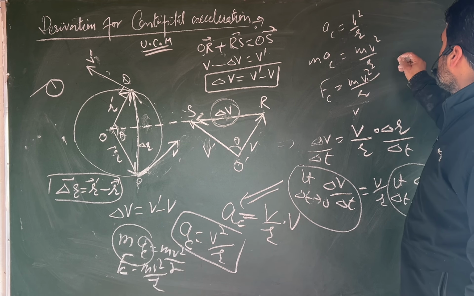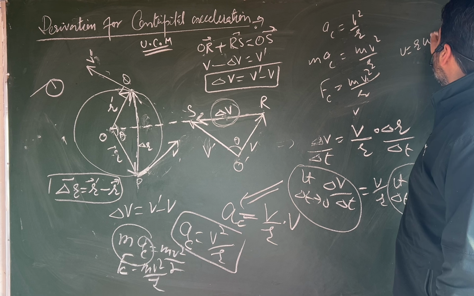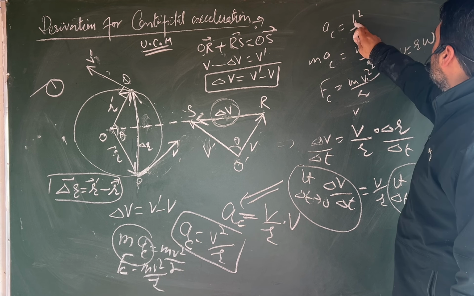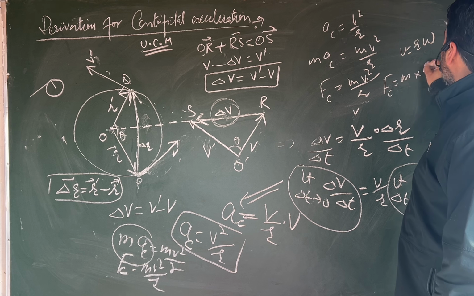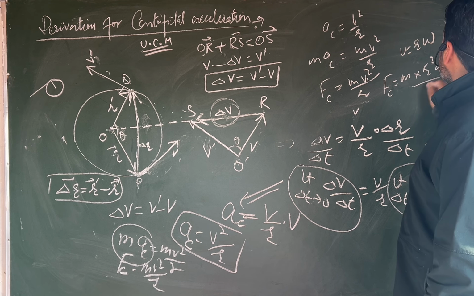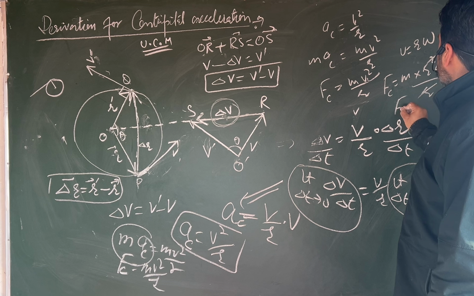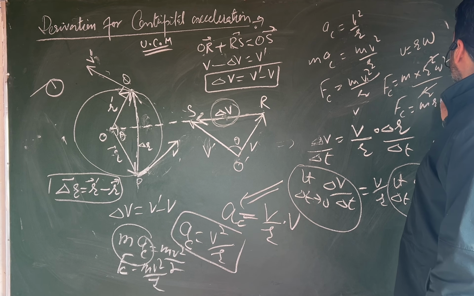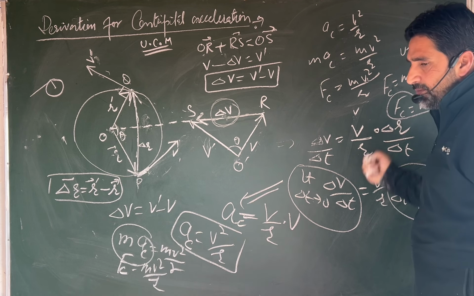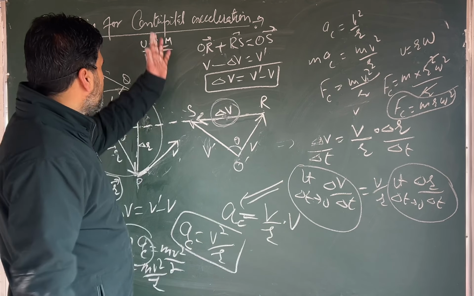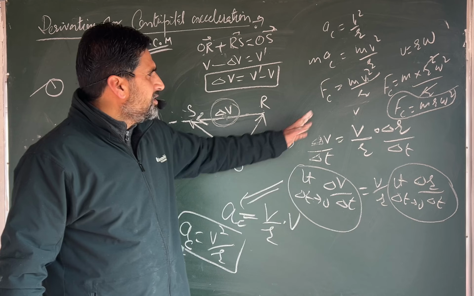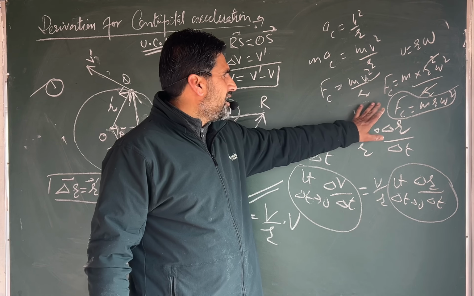Also, V is equal to R omega. You can substitute here. V is equal to R omega, so F is equal to m into R square omega square divided by R. R cancels. So Fc is equal to m R omega square. This is in terms of angular velocity. If you are asked only what is the centripetal acceleration or centripetal force, you can go up to Fc is equal to m v square by R. No need to go further.